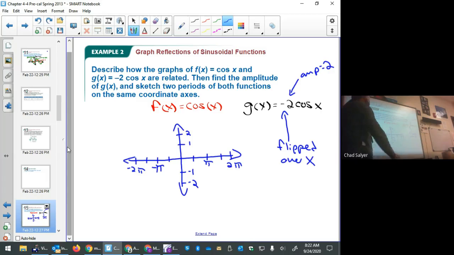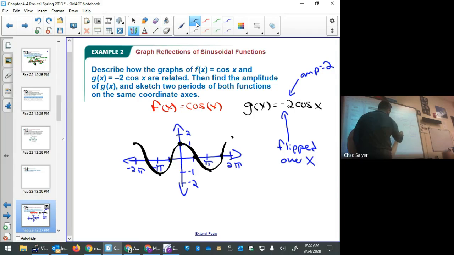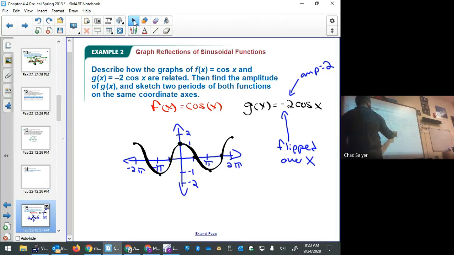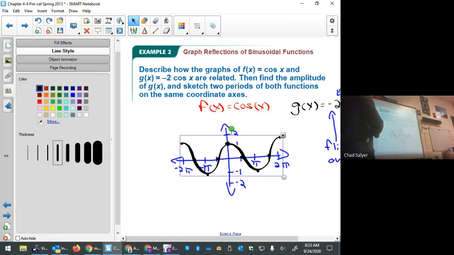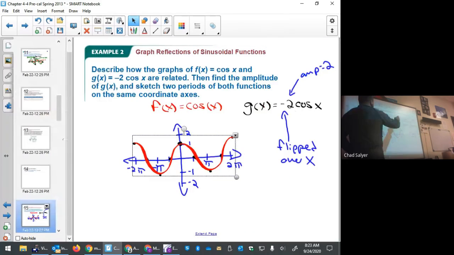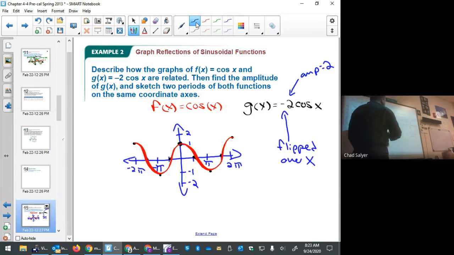Okay, so remember with the cosine, it started at 1 and went down, like so. Let's connect those with a smooth curve. For -2 cosine of x, first of all, let me change that to a red line because I wrote the name of it in red. It would make more sense that way. And then I'll do the transformation in black.